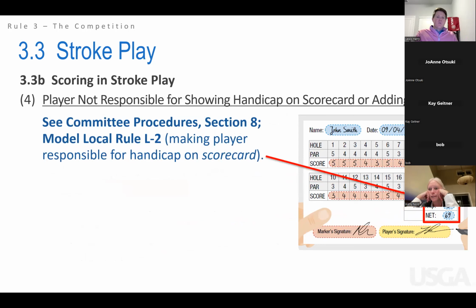We have another model local rule that might put that responsibility back on the player. So there is a model local rule that transports us back before 2023, but it's not widely used. The CGA doesn't use it. So again, all the player is responsible for is those hole scores and the 2 signatures, making sure everything looks correct there.